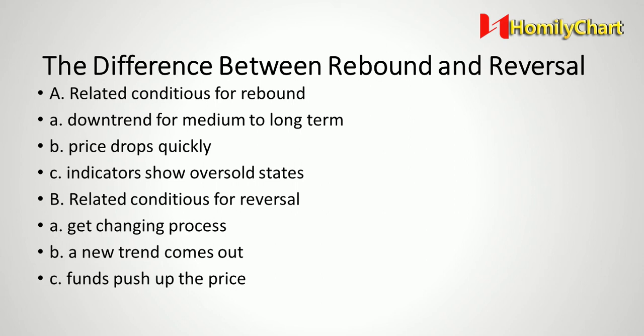So followed by these factors, can you judge this is the rebound or reversal? These factors belong to rebound. So if you see the price is in the downtrend for medium to long term, the price drops quickly or indicators show oversold states, this is only for rebound, not reversal. So how to judge the trend? This is the reversal signal.